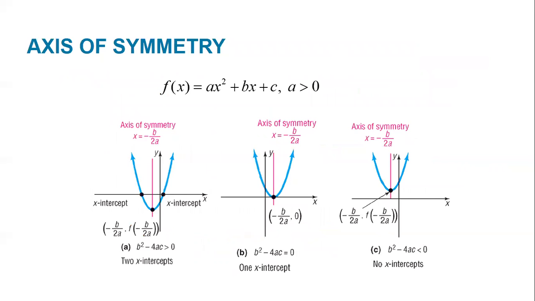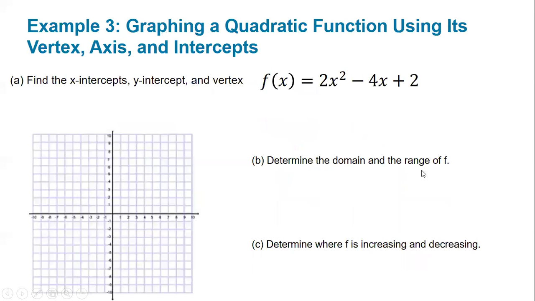Now, here are prettier pictures of what I tried to draw. If your discriminant is positive, you're going to cross the x-axis twice. If your discriminant equals 0, you're going to touch the x-axis. And if your discriminant is less than 0, you're going to be floating. So those are the prettier pictures of two, one, and no x-intercepts. All right, let's put this to use.